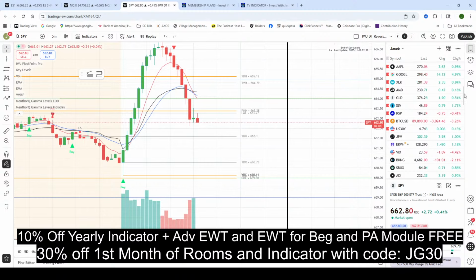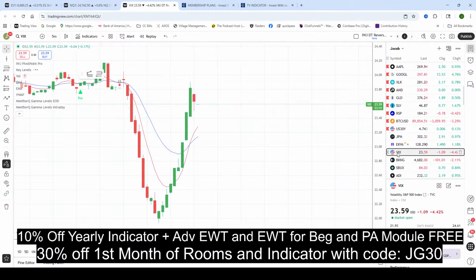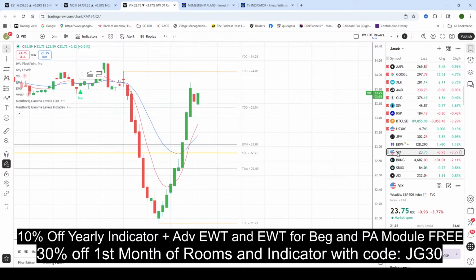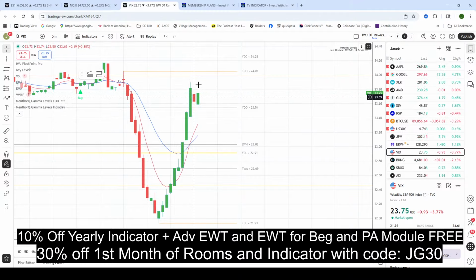VIX has not improved much on this move down, so that's interesting. Maybe it has. I looked at it a lot earlier. Let's see what the VIX is doing real quick. Oh yeah, it's improved quite a bit. My bad. I looked at it when it was up here somewhere. So it has improved. It fell off a cliff, came back, and now it's going to be battling.